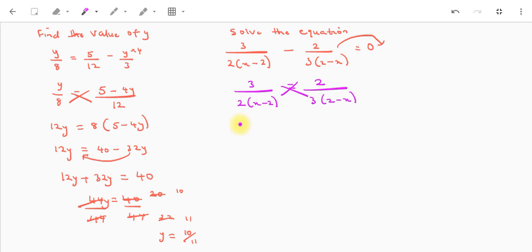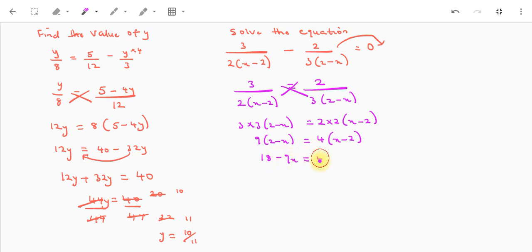This times this, that's 3 times 3 into 2 minus x equals 2 times 2 into x minus 2. These two multipliers, we have 9 into 2 minus x equals these two multipliers, we have 4 into x minus 2. We are going to do what? Open bracket. 9 times 2 gives me 18. 9 times x gives me minus 9x equals 4 times x gives me 4x. 4 times minus 2 gives me minus 8.